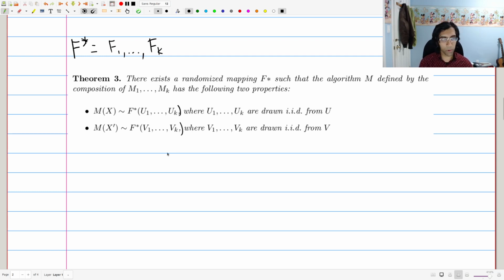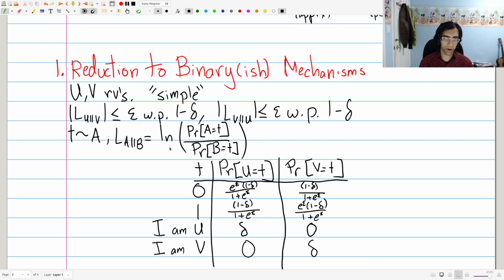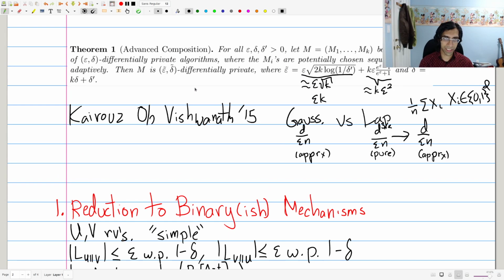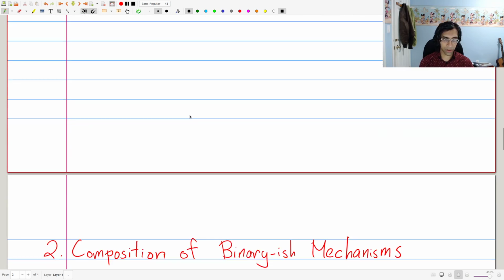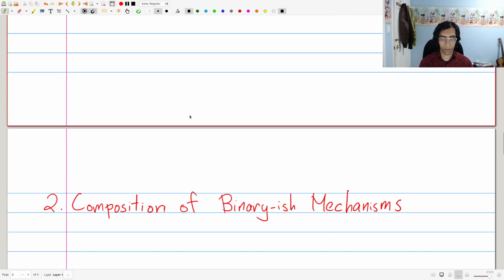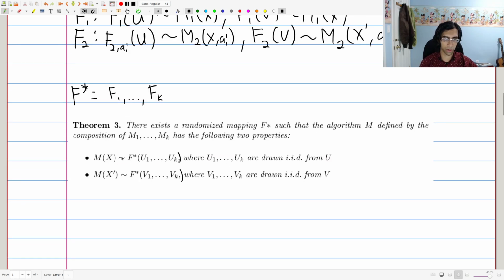Okay, at this point, we're done with the reduction. This explains how we reduce from general mechanisms down to binary mechanisms. The next part of the lecture will focus on composition of these binary-ish mechanisms, and we'll see how we can get advanced composition for these special restricted cases, which will in fact give us privacy for the overall case.